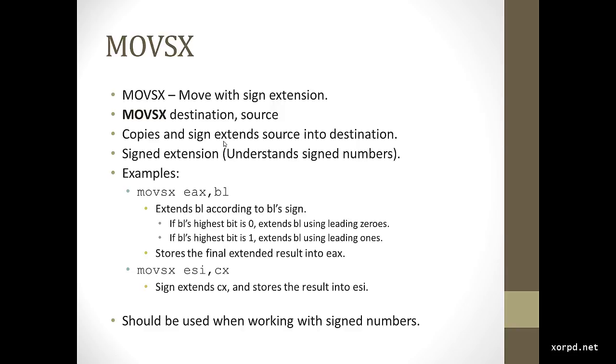Move sign extension is smarter. It can check the sign and then extend accordingly. It means that if the last bit, the highest bit, is 1, move SX is going to use 1 extension. However, if the highest bit is 0, then move sign extension is going to use 0 extension. It is more flexible than the move zero extension instruction. Let's look at an example, which is basically like the example in the last slide. However, this time we use move sign extension.